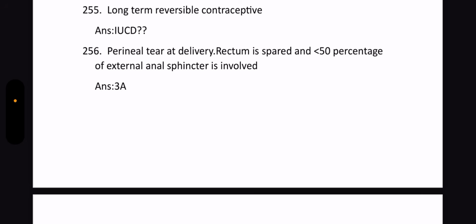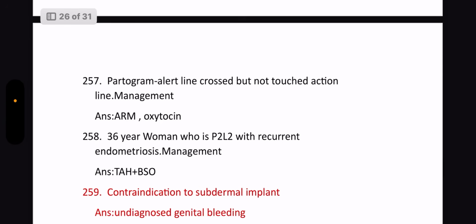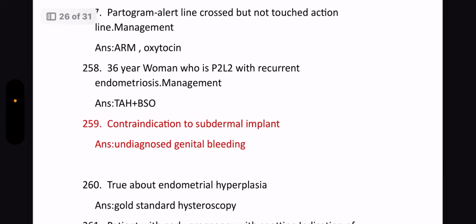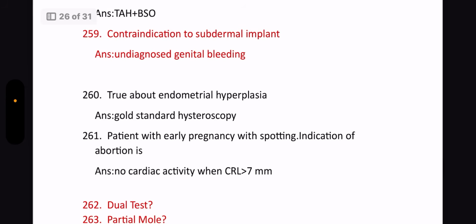Next, perineal tear at delivery, rectum is spared and less than 50% of external anal sphincter is involved. Answer is 3A. Next, partogram alert line crossed but action line not touched. Management is ARM and also oxytocin. Next, 36-year-old woman who is P2L2 with recurrent endometriosis. Management is total abdominal hysterectomy plus bilateral salpingo-oophorectomy.